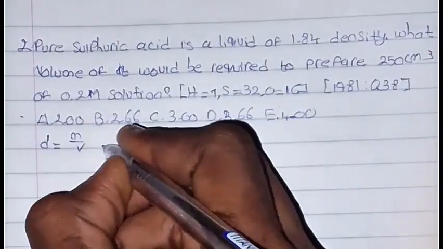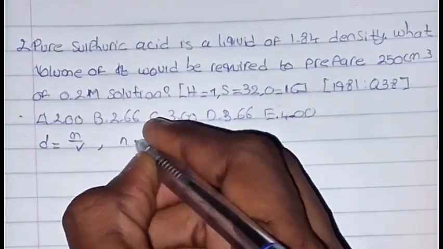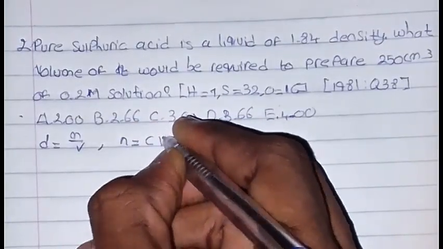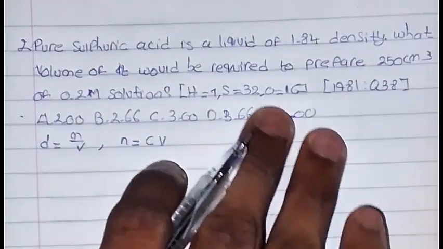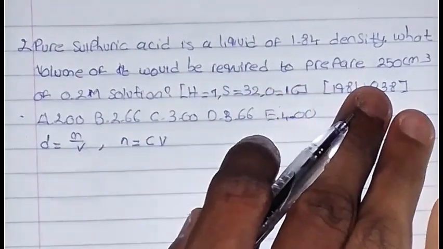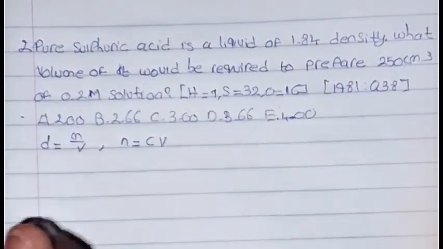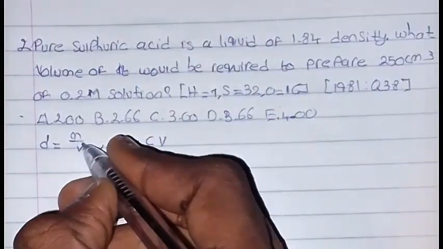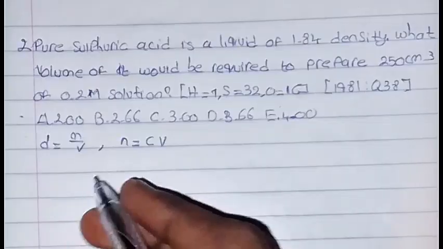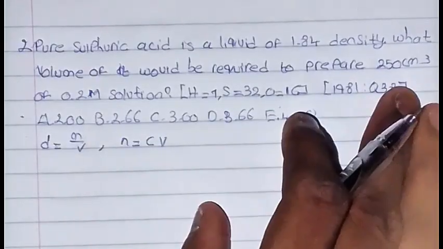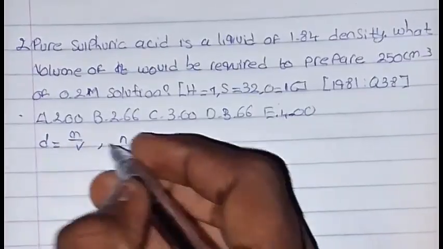We have the formula relating concentration and volume: number of moles N is equal to concentration times volume. The question says we should find what volume will be required to prepare 250 cm cube of a 0.2 molar solution. The volume being referred to is the one in the formula for density, which is density equals mass over volume. We're given the concentration and the volume of the solution, so we can find the number of moles by saying N is equal to CV.